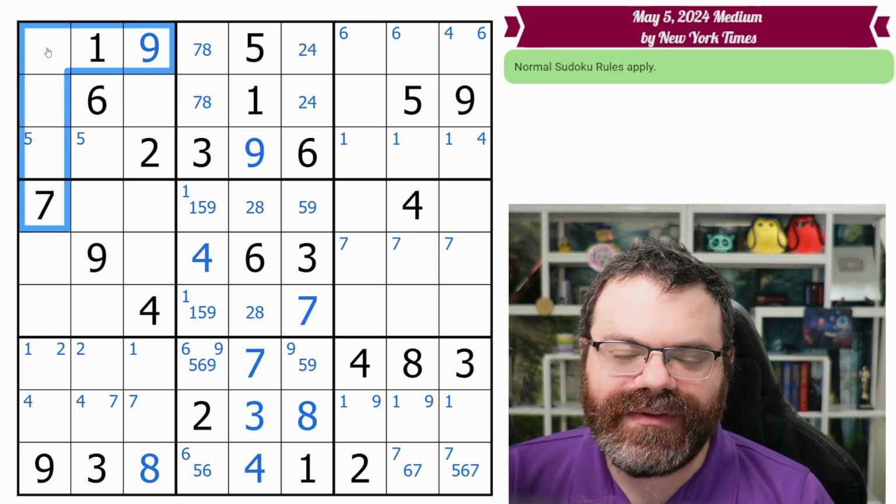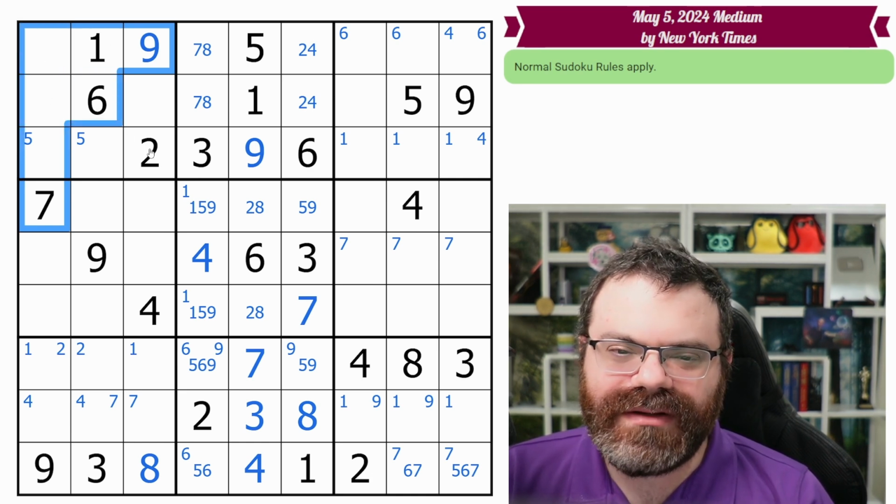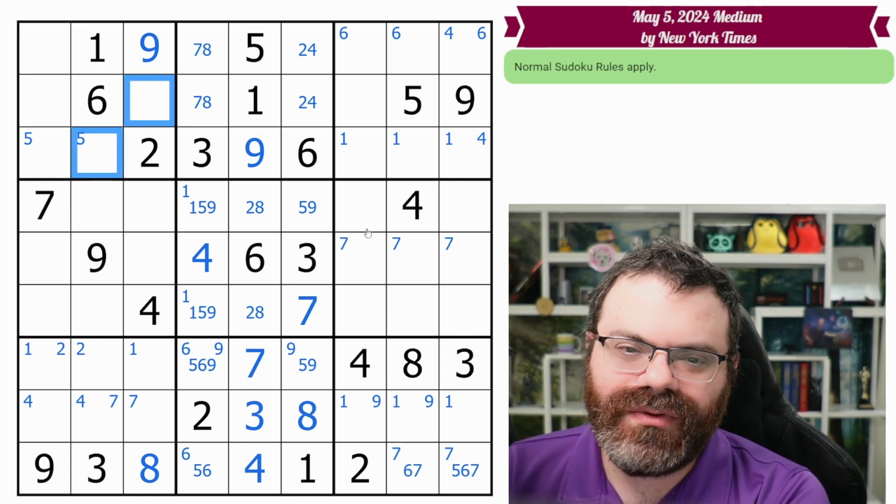But I am seeing that this 7 looks up here, and these happen to be filled. So there actually are only 2 places in this box that can be 7. So I may as well corner mark that.